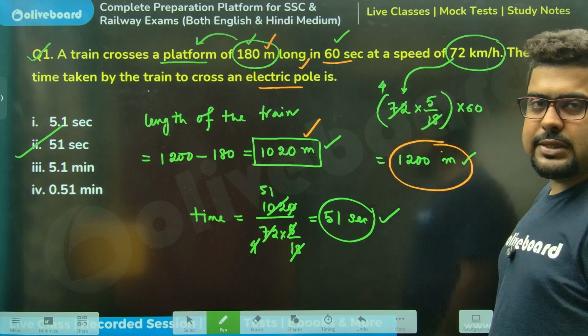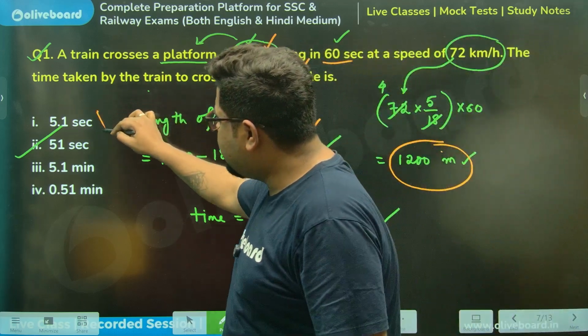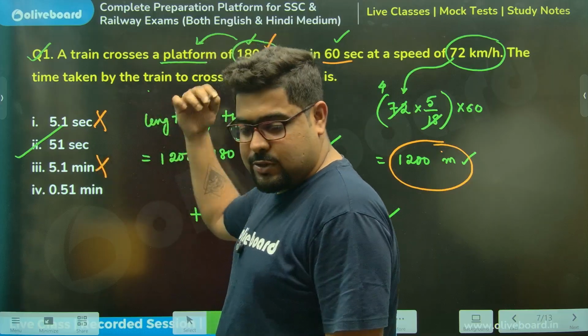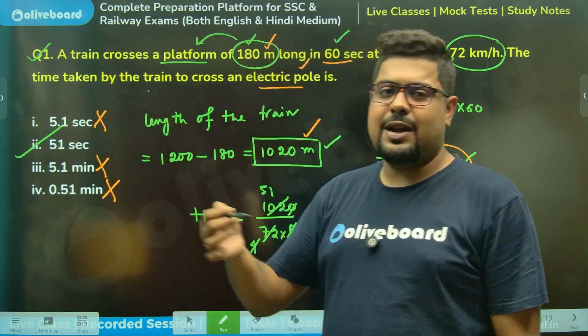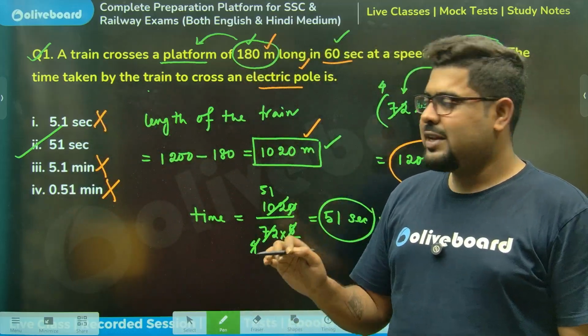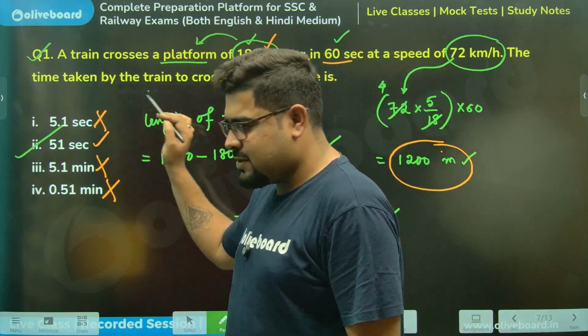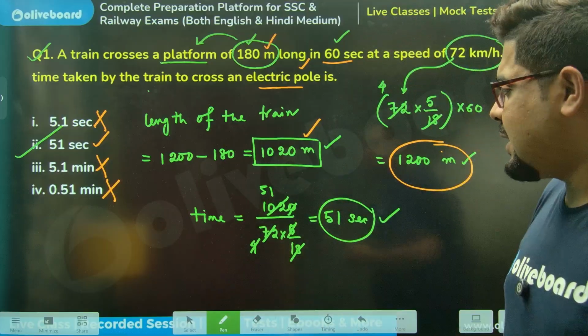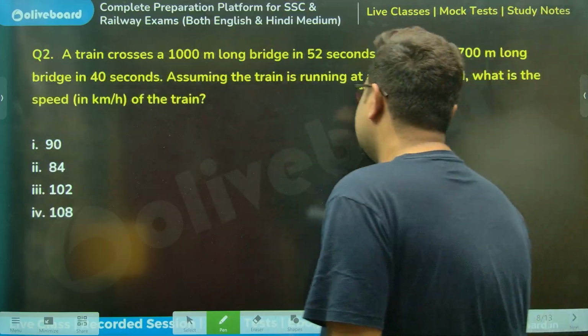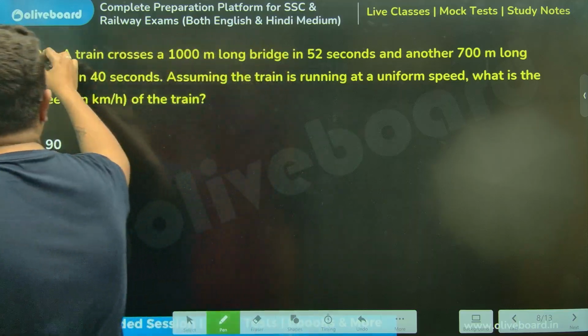Look at the options. 5.1 cannot be. 5.1 minutes, definitely not. 0.51 minutes is also around the 30 seconds mark. Cannot be. So the only possible answer from the options can only be option 2. So again, you can just use the idea a little bit. Next one, please, sir.